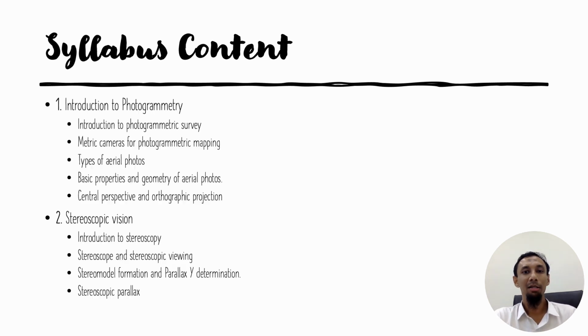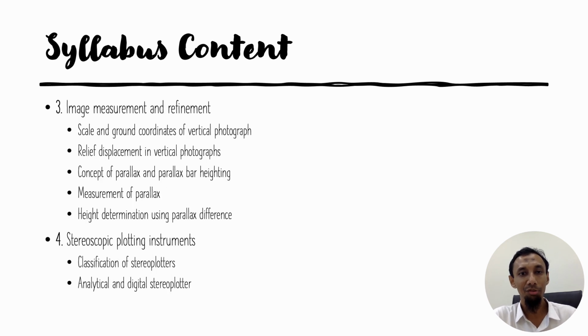Alright. Okay, syllabus content. We have a few topics here. Topic number 1 is about introduction to photogrammetry. You will cover the introduction to photogrammetry survey, what the metric camera is, the types of aerial photo, the basic properties and geometry of aerial photos, and central perspective and orthographic projection. The second topic is about stereoscopic vision: introduction to stereoscopy, stereoscope and stereoscopic viewing, stereomodel formation, parallax determination, and the parallax.